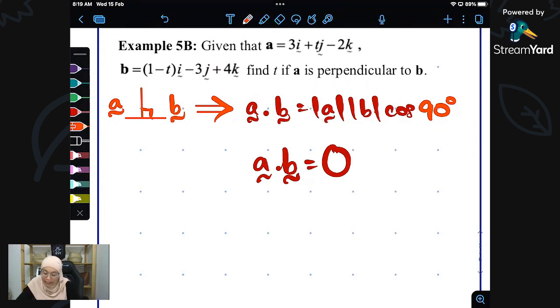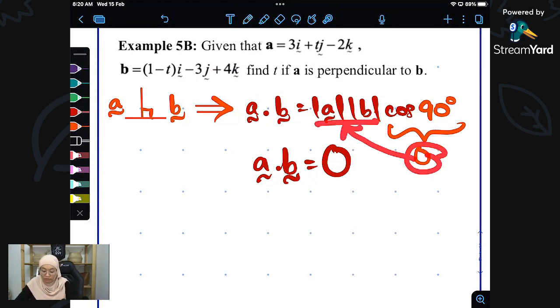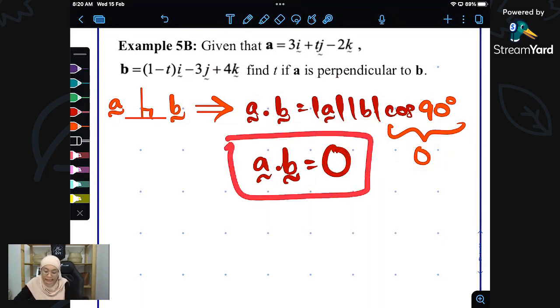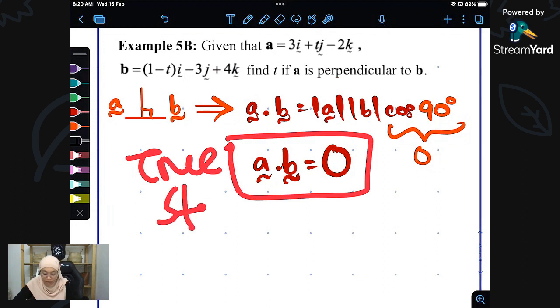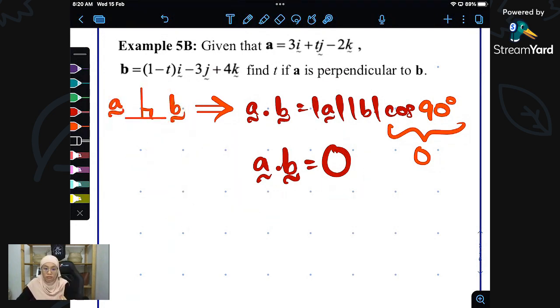Sebab memang nilai cos 90 adalah 0 sahaja. Tekan calculator akan nampak dia nilai kosong. Kosong darabkan dengan magnitude of A, magnitude of B vector, it gives you 0 anyway. So that's why this is a true statement. This is a true statement apabila apa? Apabila A vector is perpendicular 90 degree to the B vector.